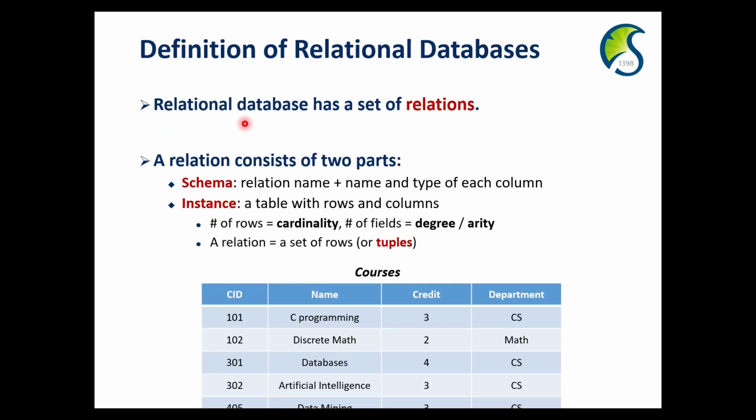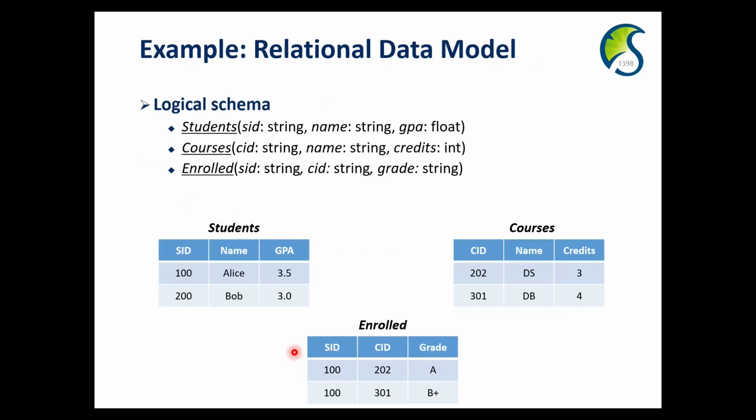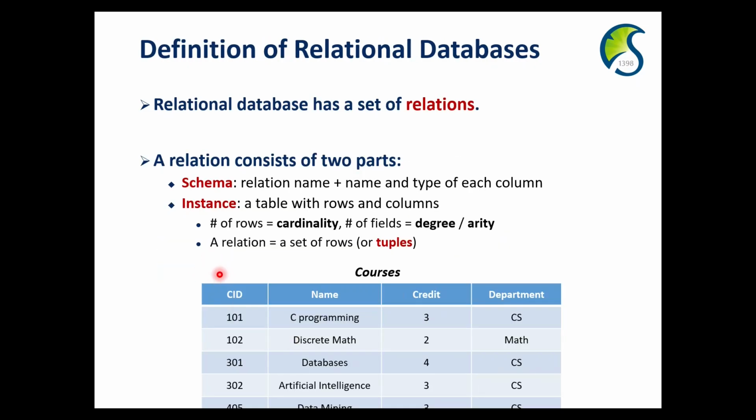So the relational database consists of a set of relations. This is one example of relations. And here the schema is the relation name and the name and type for each column. Here CID, name, credit, department, this is a schema. In the schema, we do not store the specific data. An instance is a table with specific data.